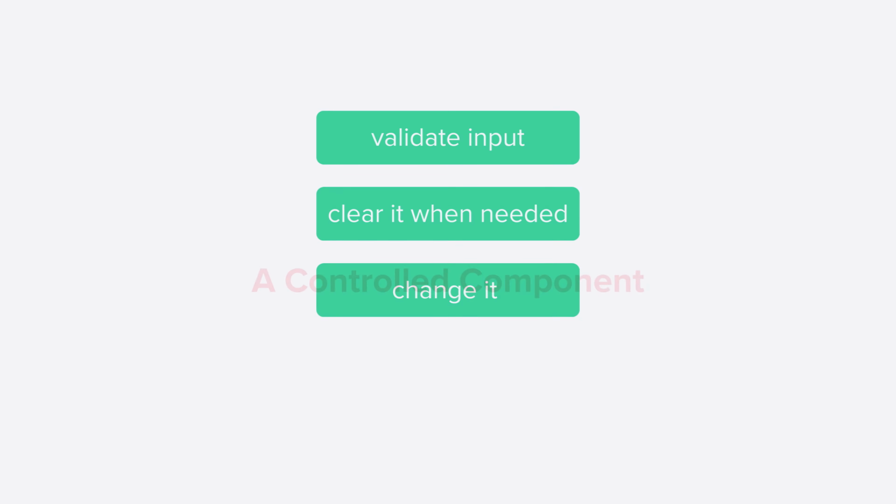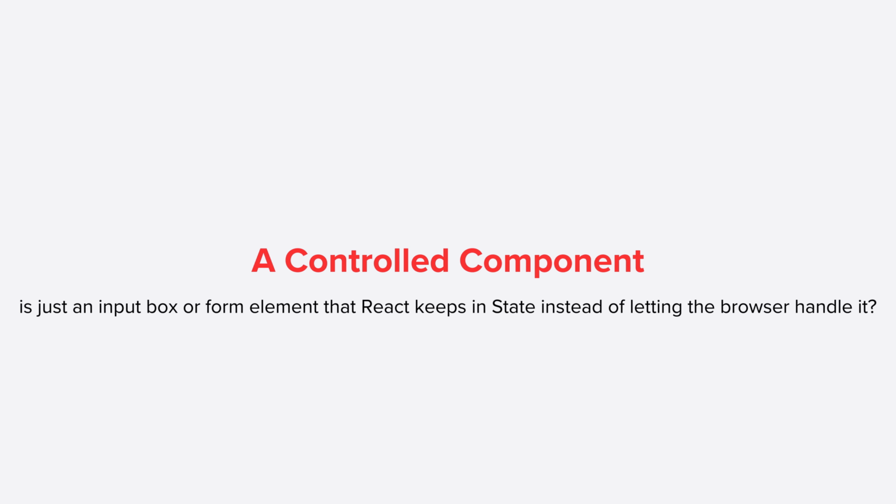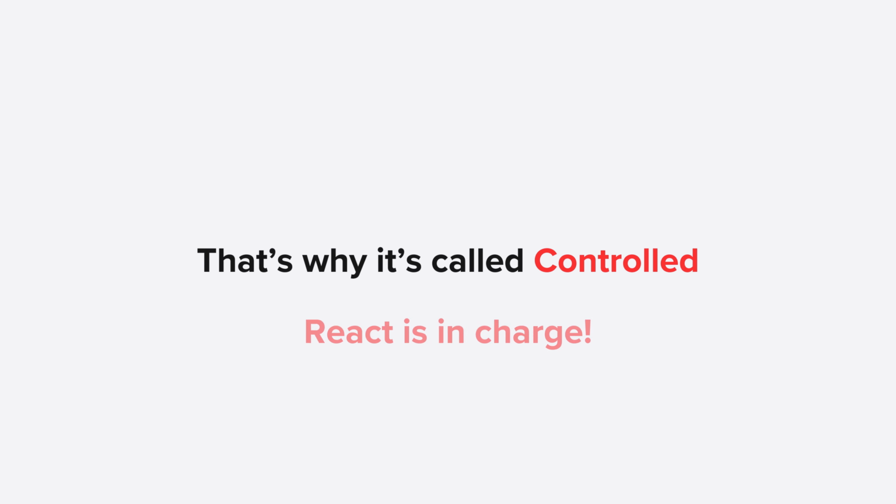on other actions. So a controlled component is just an input box or form element that React keeps in state instead of letting the browser handle it? You got it. That's why it's called controlled. React is in charge.